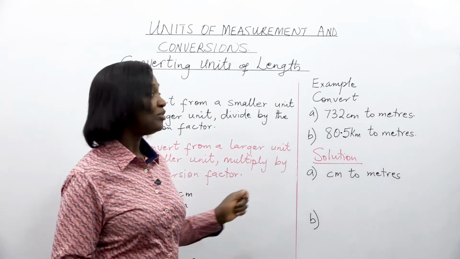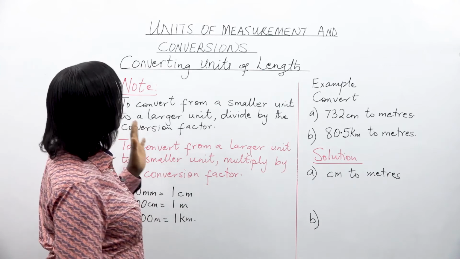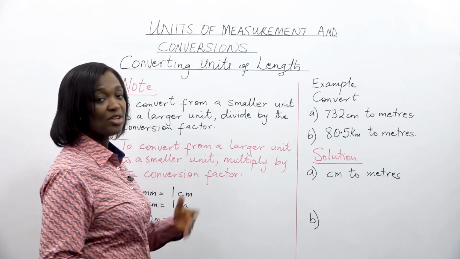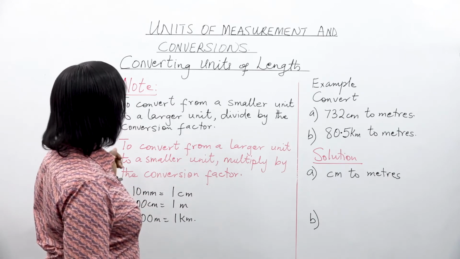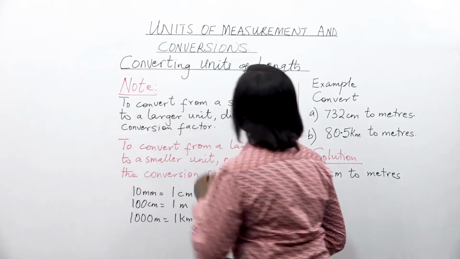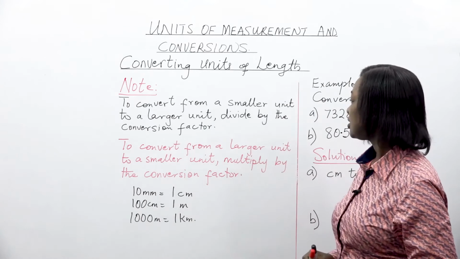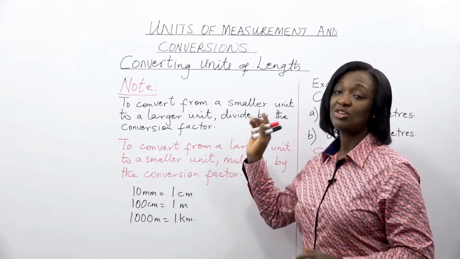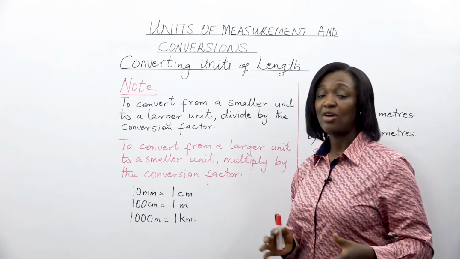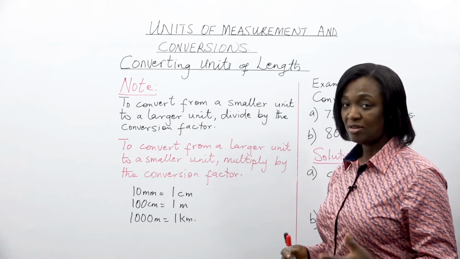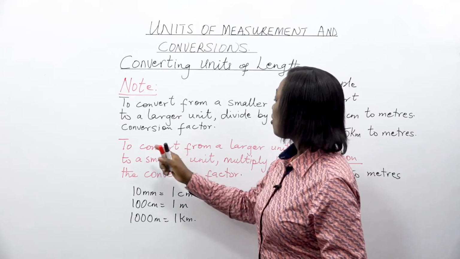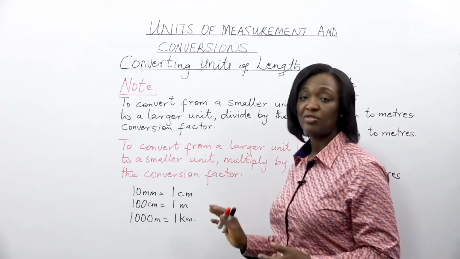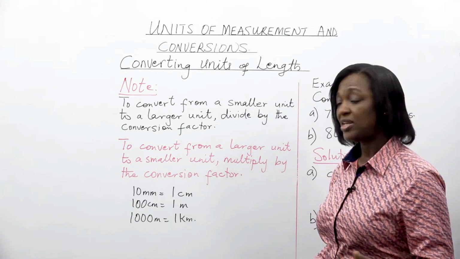In this example, we want to learn how to convert from one unit of length to another. And we need to know that to convert from a smaller unit to a larger unit, you divide by the conversion factor. We'll find out what the conversion factors are soon. And then to convert from a larger unit to a smaller unit, you multiply by the conversion factor. What exactly am I saying?